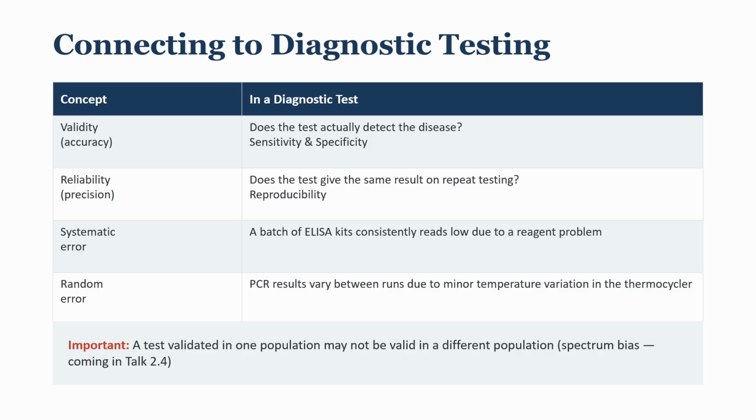There's one more important wrinkle I want to flag here, and we'll come back to it in Talk 2.4. A test that is valid in one population may not be valid in a different population. The sensitivity and specificity of a test can vary depending on the spectrum of disease severity in the population being tested. This is called spectrum bias, and it's a real-world reason why a test validated in a referral hospital population may perform differently in a general practice population.